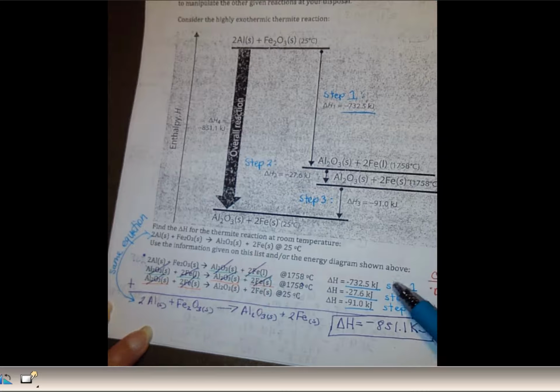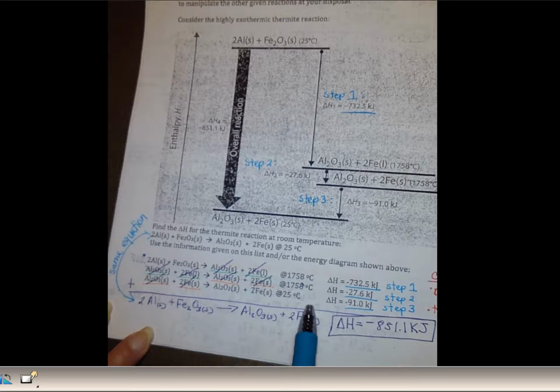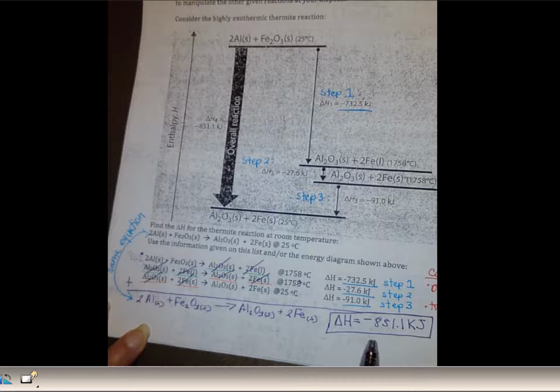As far as the enthalpy goes, since we are adding up everything together, you are again going to add up the enthalpies also, keeping in mind the signs. You're going to add it up, and this change in enthalpy is a negative 851.1 kilojoules. That means that energy is flowing out of the system.